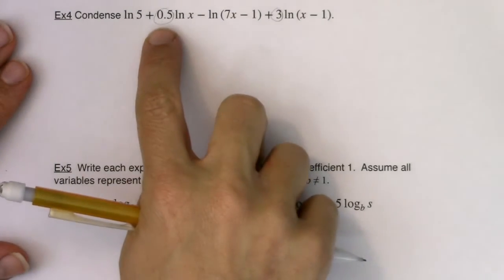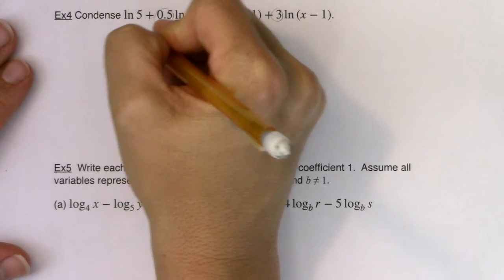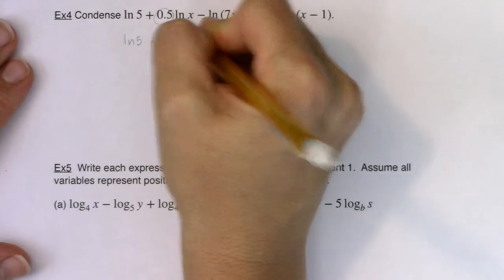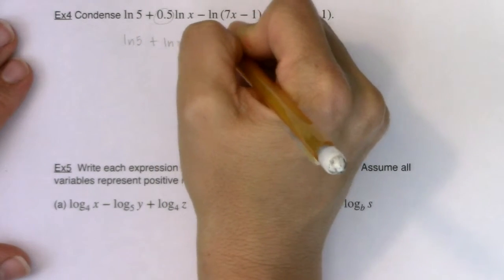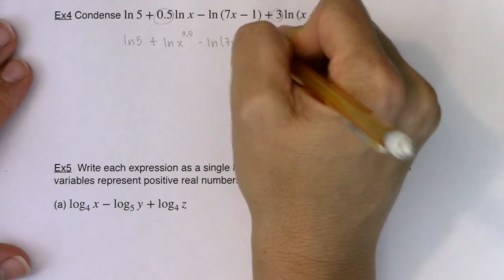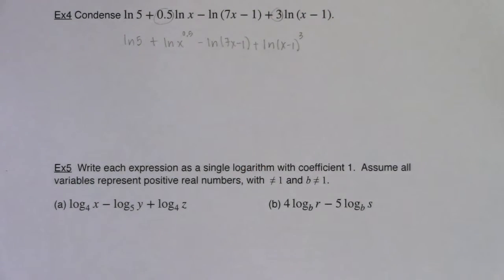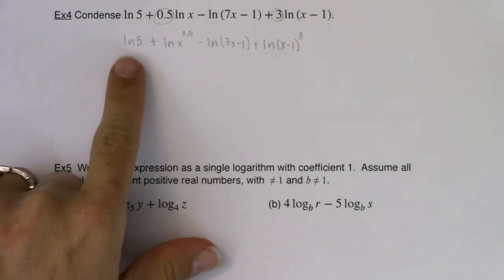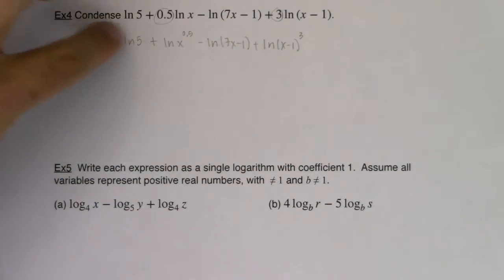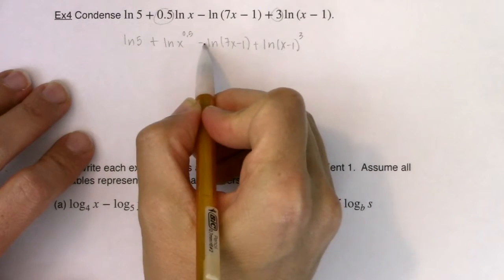So the first thing I want to do is actually use the power property and turn these back into exponents. I want to keep this as ln 5, but I want to make this ln of x to the 0.5 power. There was no coefficient in front of here, so I'll just leave this as ln of 7x minus 1. But here, I want to send the exponent back up to x minus 1 cubed, because in order to use the product and quotient properties, these logarithms shouldn't have coefficients in front of them. They should just have ones or negative ones. So now all of my coefficients are ones, or in this case, a negative one.